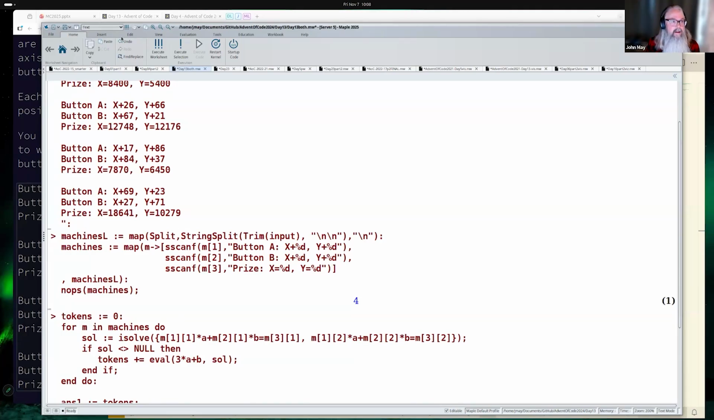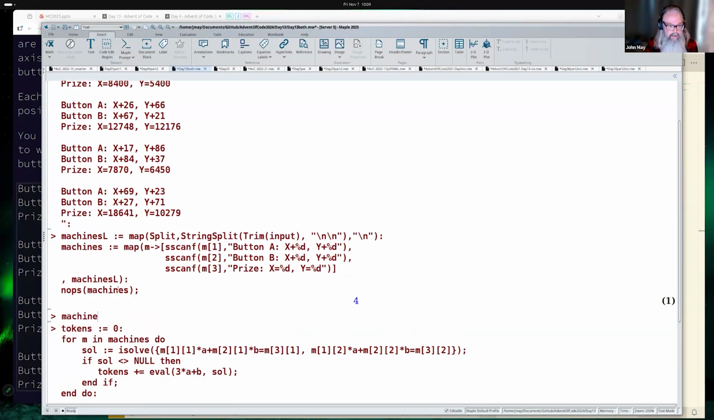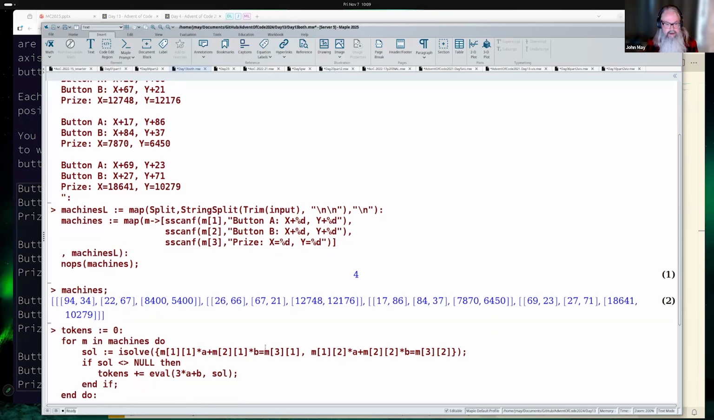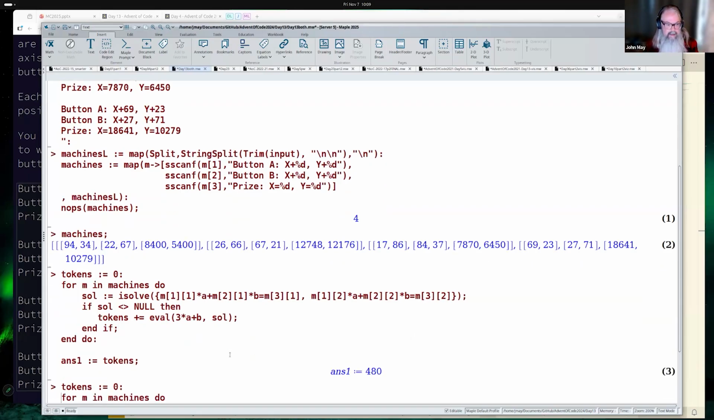Let's get a Maple prompt here. So our machines, I'm doing the sample input, it's just a list of 6 entries. So I have my left hand side coefficients, my right hand side coefficients, and you can actually just plug this into isolve. So you have that first integer equation, the second integer equation, and then you can check if there's a solution. And you do it, and it just works.